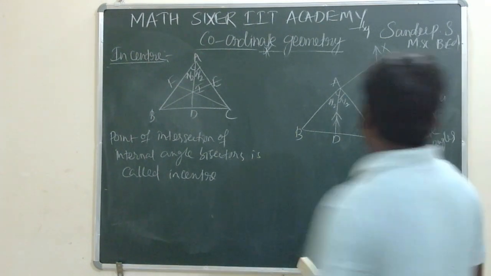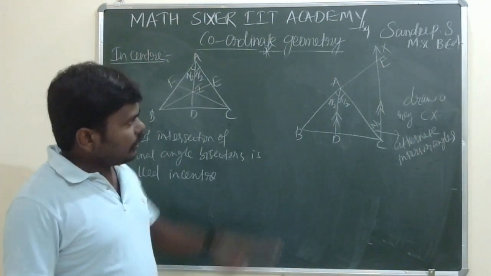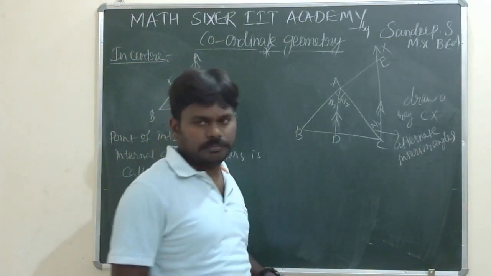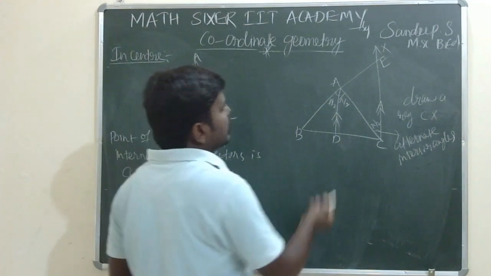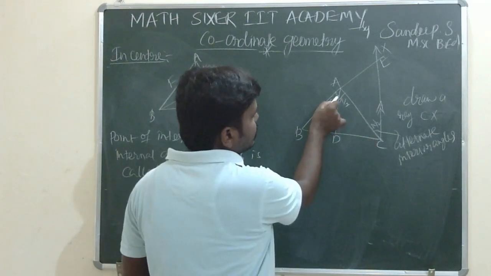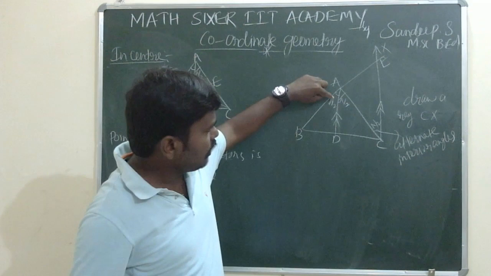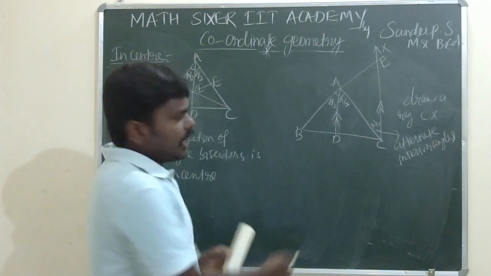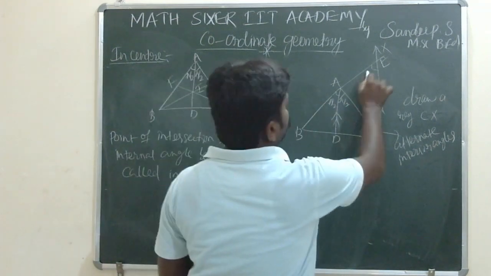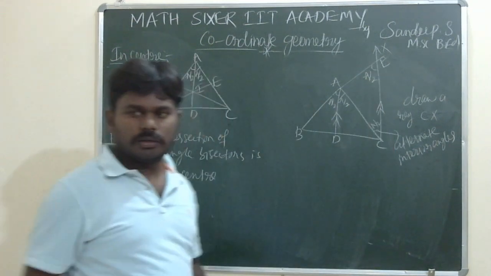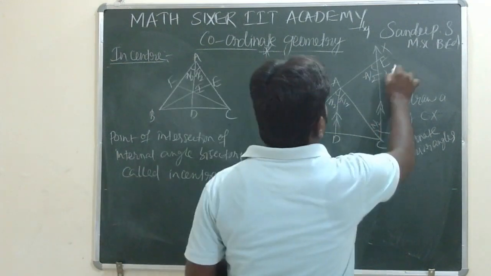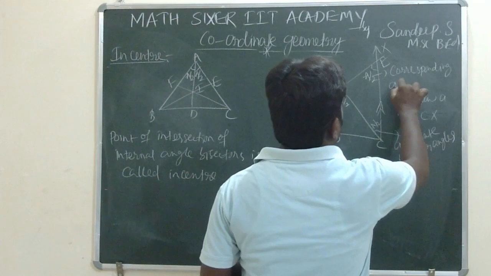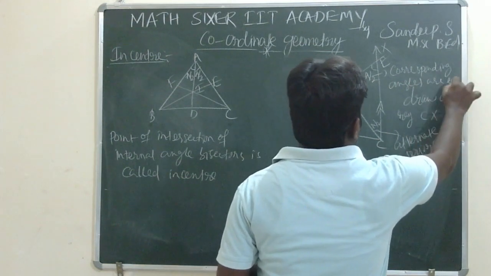Now these two are parallel lines, so corresponding angles are also equal. Here this is the corresponding angle to this one. So this angle is A by 2, so this angle is also equal to A by 2. That means corresponding angles are equal.